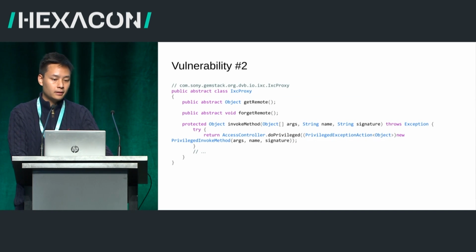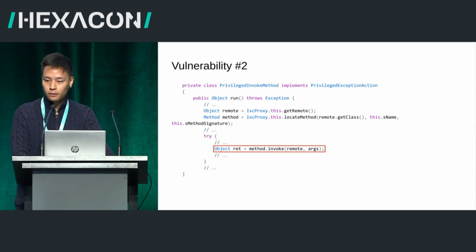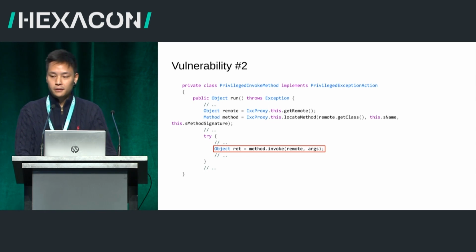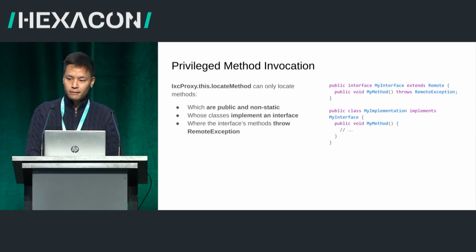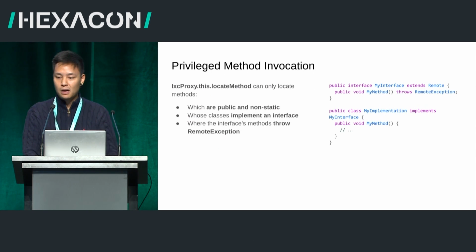The second vulnerability is in the IXC proxy class, which is able to invoke a method by its name and signature on a remote object. The function invokeMethod does a doPrivileged, where underneath a method is located and invoked with arbitrary arguments. What kind of methods can be located? Methods that can be located are those which are public and non-static, whose classes implement an interface, and where the interface's methods throw RemoteException.